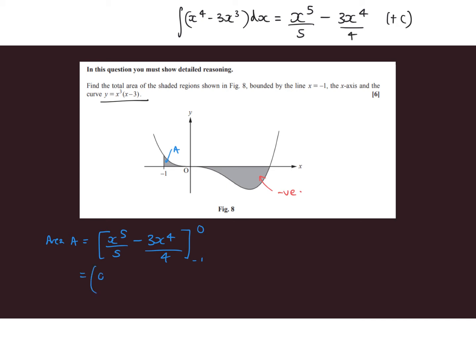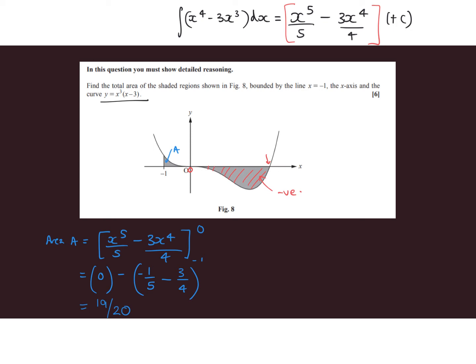Now the upper limit of 0 is obviously going to give us 0. My lower limit is going to give me negative 1/5 minus 3/4. This then gives me an answer of 19/20. So we now need to find this second shaded region here, and in order to do that, we need to evaluate the result of our integral here between 0 and this point here.